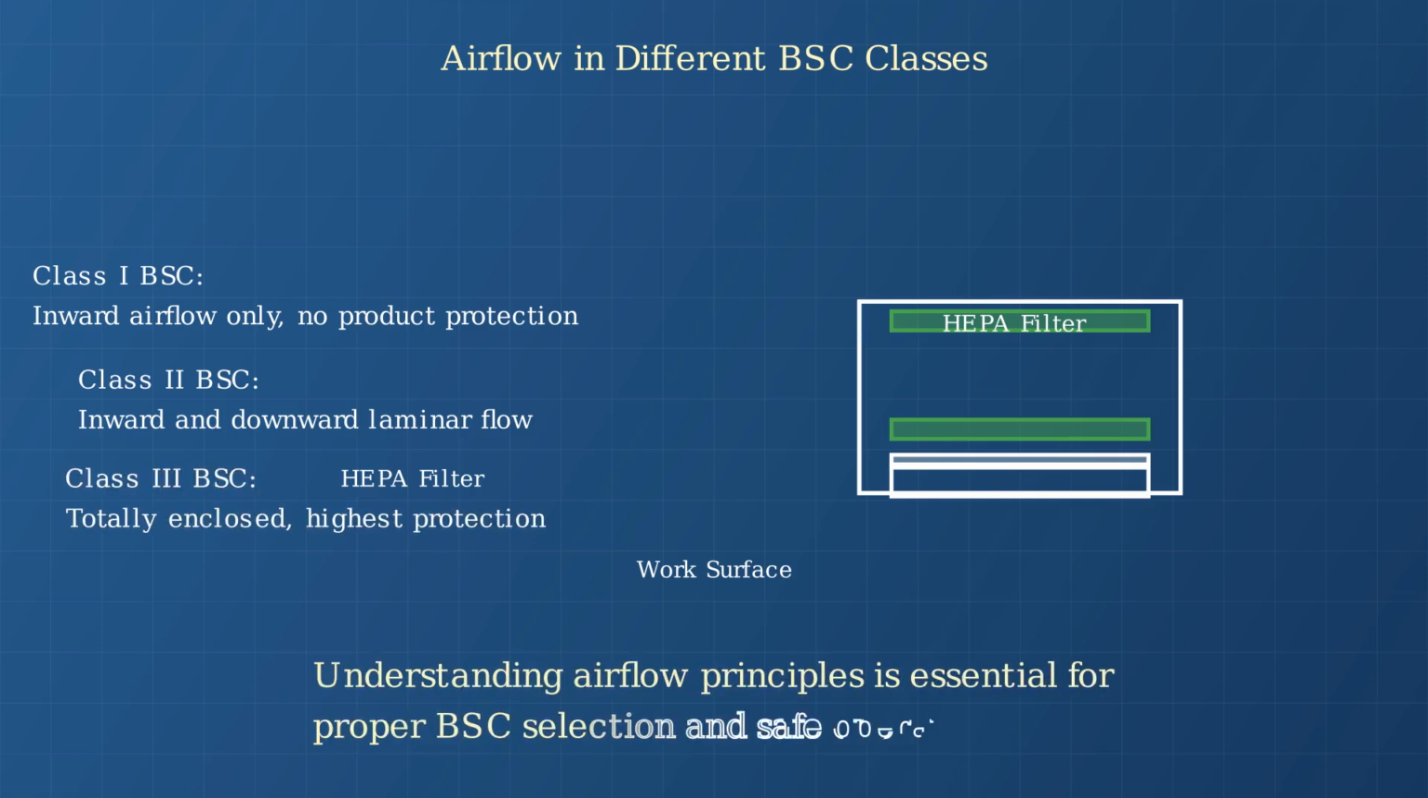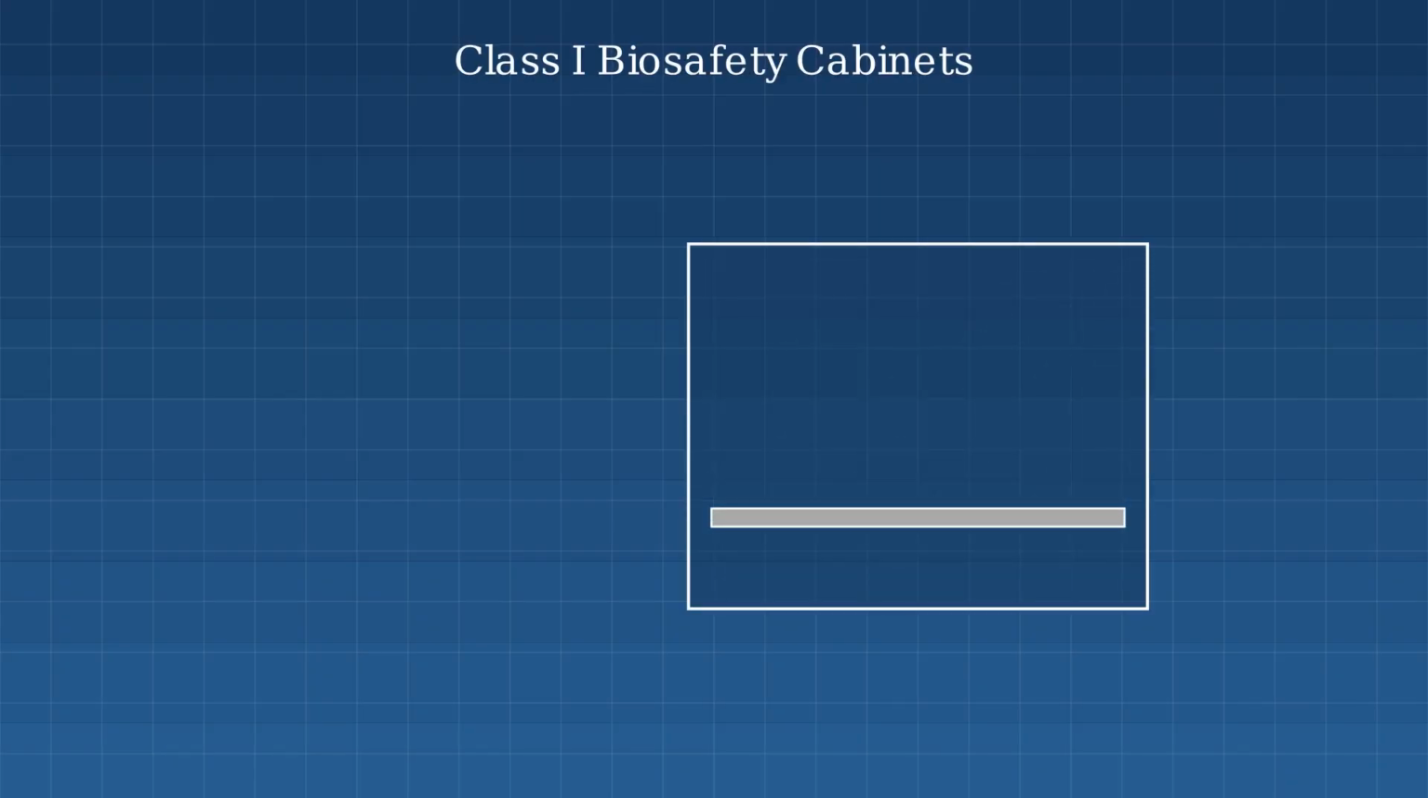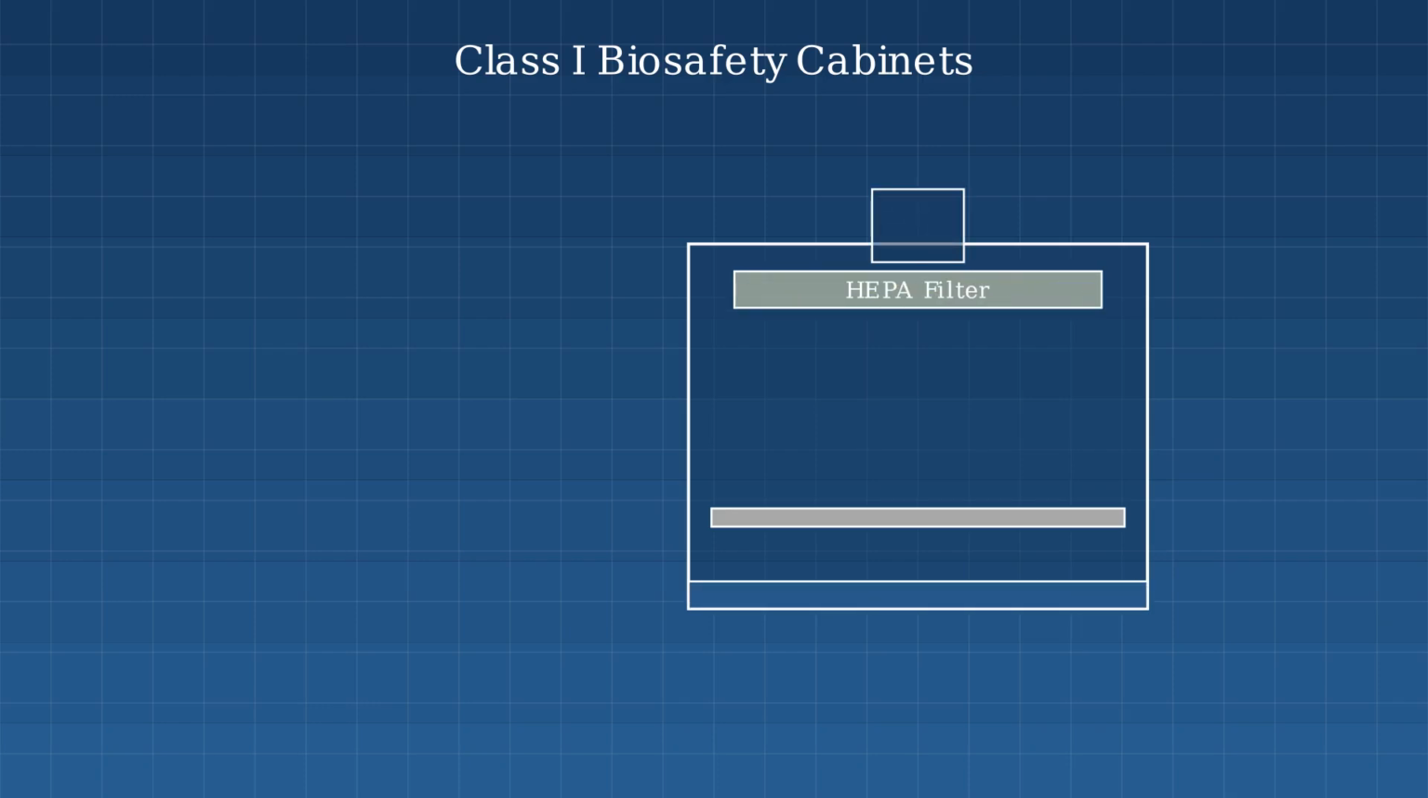Understanding these fundamental airflow principles is essential for proper biosafety cabinet selection and safe operation. Class 1 biosafety cabinets are the most basic type of BSCs available in laboratories today. Their basic design consists of a work area with an open front, similar to a chemical fume hood, but with one critical difference. All exhaust air passes through a HEPA filter.